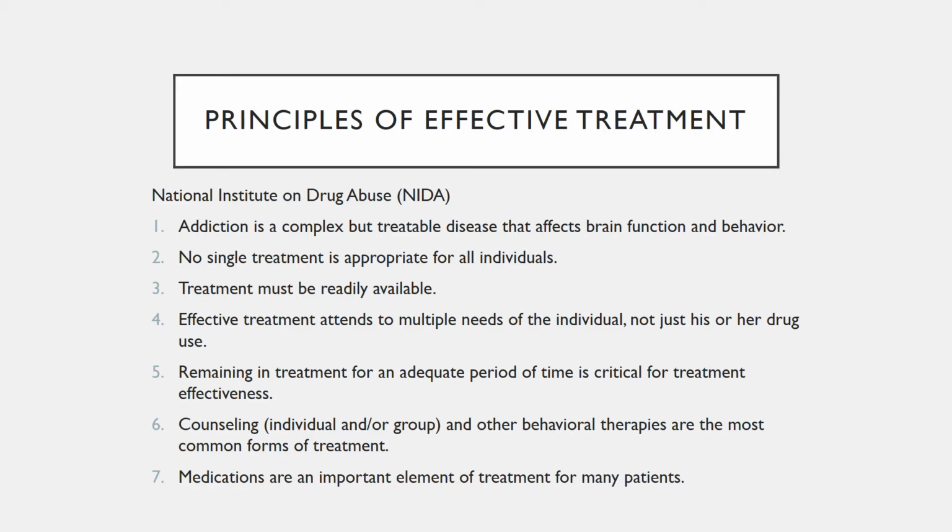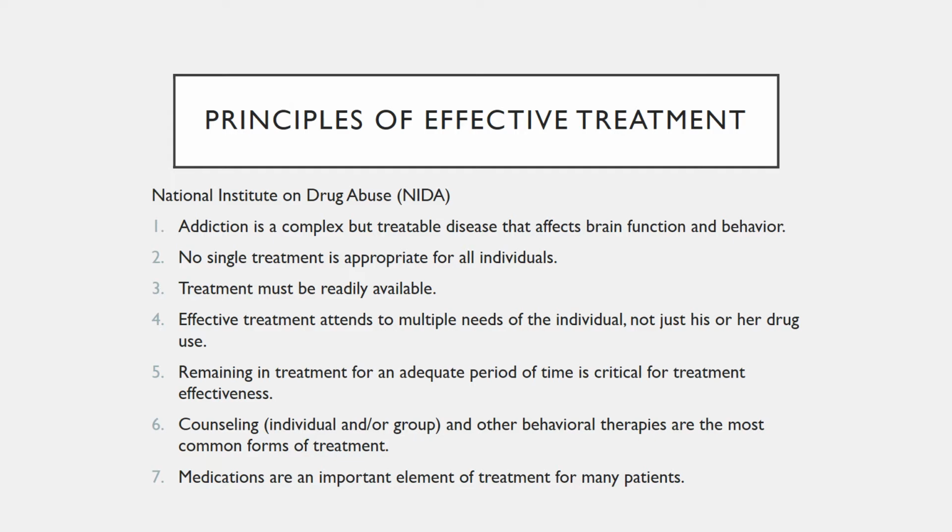Number 5 is that remaining in treatment for an adequate period of time is critical for treatment effectiveness. So what we're finding is that at least 3 months in treatment is the minimum that may be needed to really significantly reduce or stop someone's drug use. Of course, it's different for every individual, but that's what's being noticed. Though a lot of studies are starting to show that around 6 to 8 months in treatment is the ideal for really making that significant behavior change.